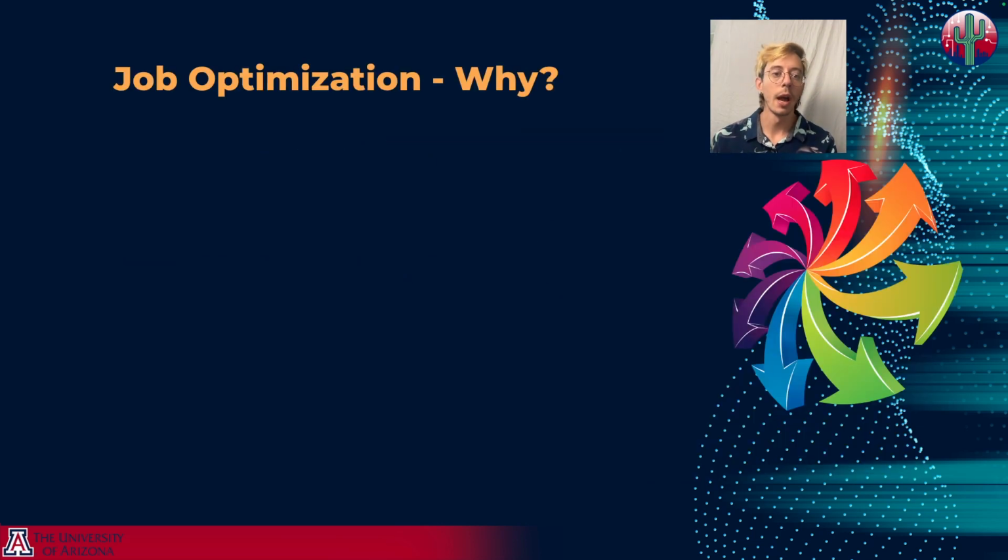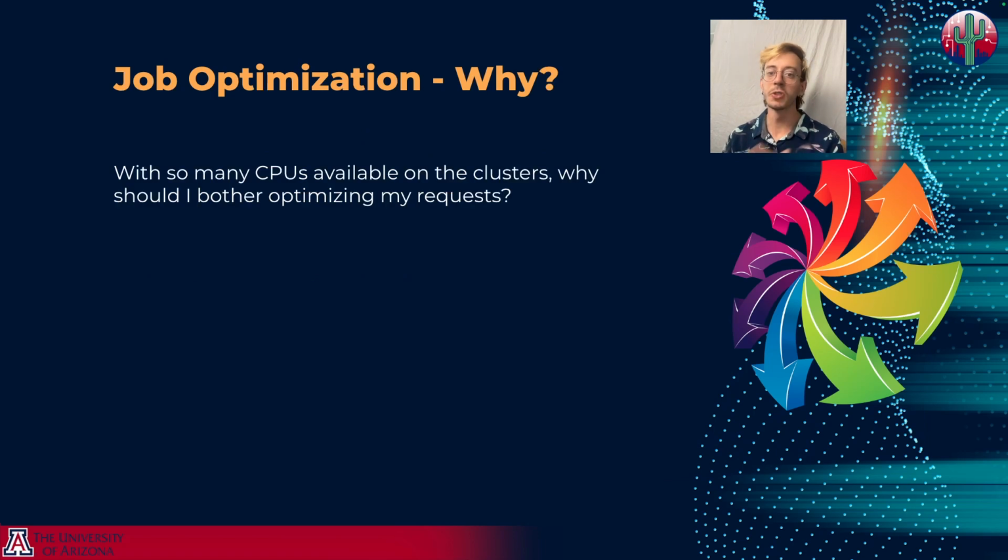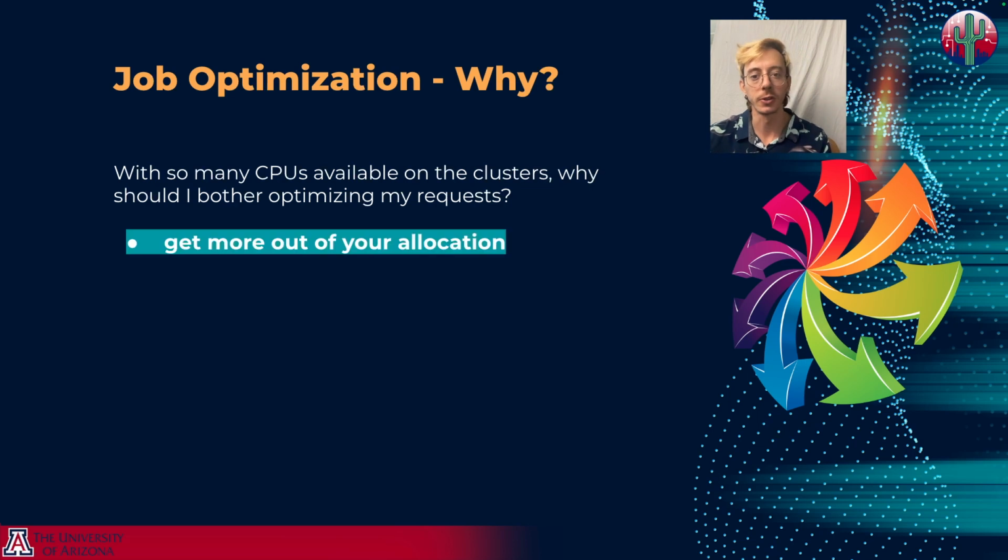So why do we need to optimize our jobs? With so many CPUs available on the clusters, why should I bother optimizing my requests? If I can just throw hundreds of CPUs at a particular job, I don't need to worry about the details of how it's using those CPUs. It's just going to run faster, and then I'm just going to finish all of my research lickety-split, right? Well, it's a little bit more complicated than that, of course.